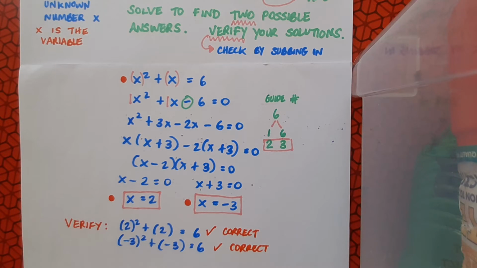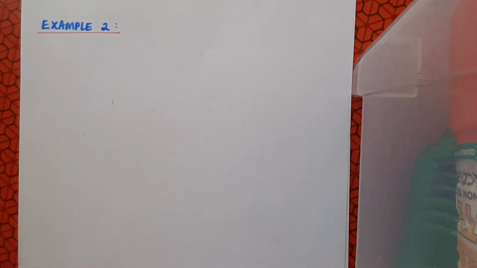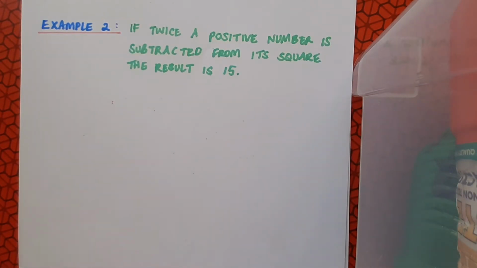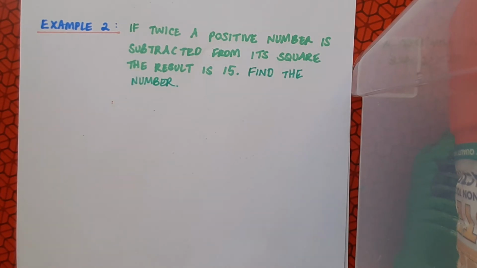This means that if I take 2 and add it to its square, the result is 6. And if I take minus 3 and add it to its square, the result is 6. So here's a second example. If twice a positive number is subtracted from its square, the result is 15, and I want to find the number. A couple of things to watch out for here.